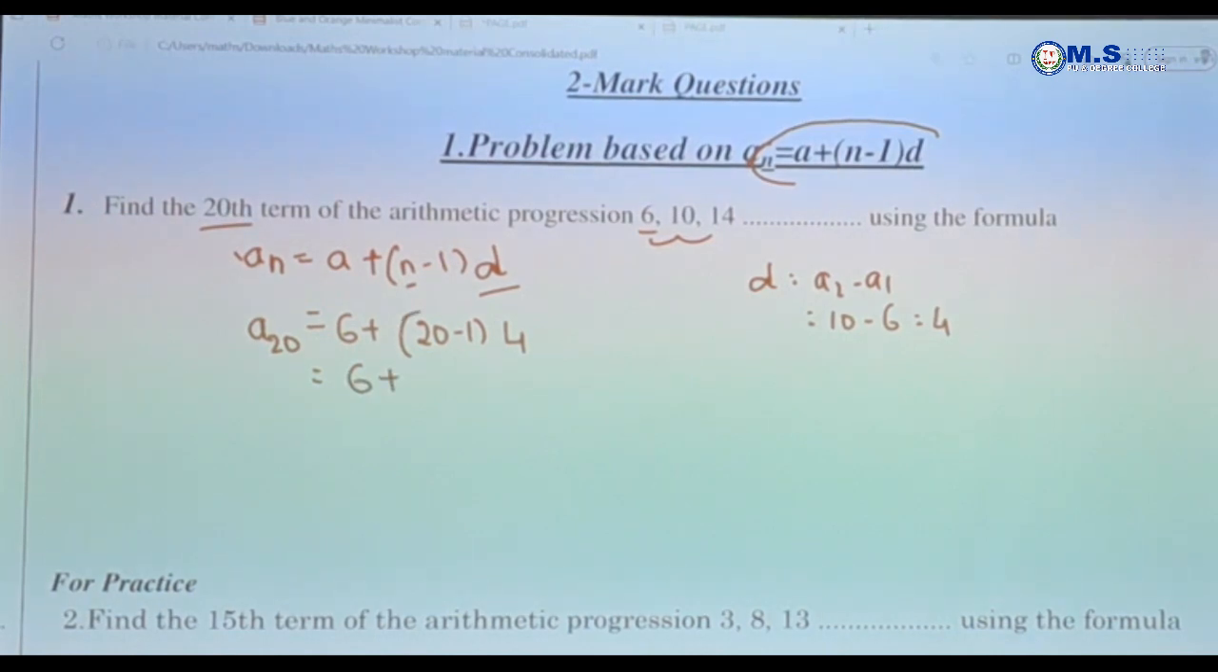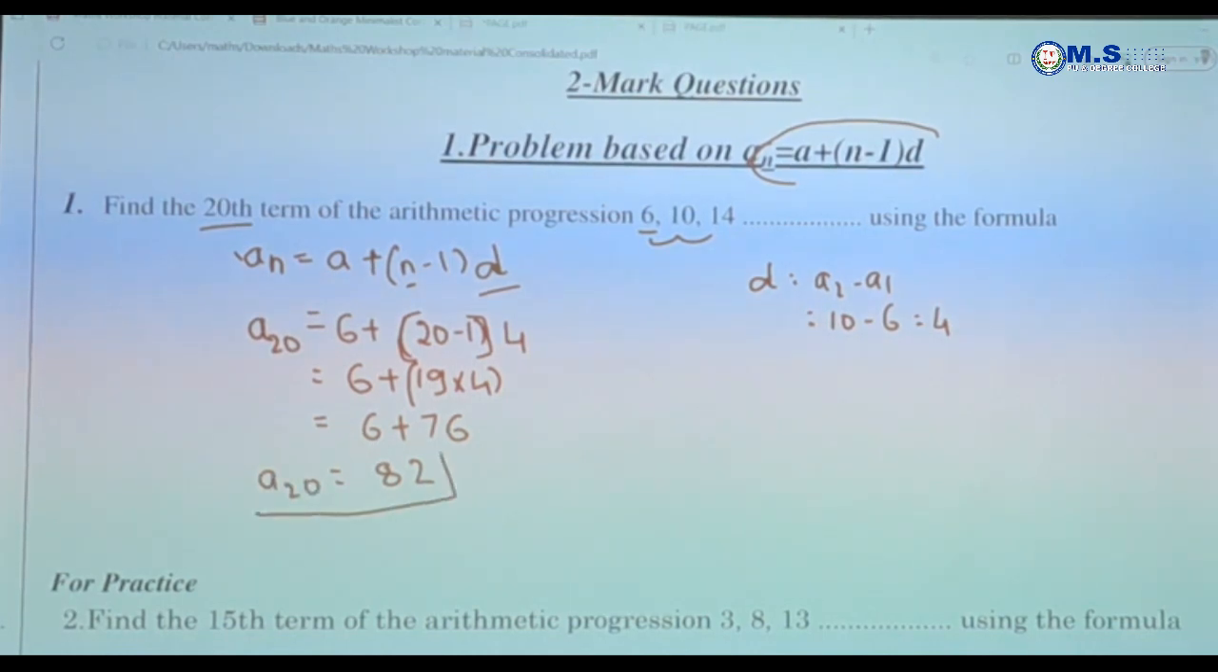First BODMAS rule. ನೀವು ಎಷ್ಟೇ talented ಆಗಿರಬೋದು, but you must follow the basic rules. In many times, due to hurry, you make mistakes. So this, 20 minus 1 is 19. Again 19 into 4. Here what students do is they add 6 plus 19, then multiply. So next, what is 19 into 4? 76. 6 plus 76, what is the answer? 82. So ಇವಾಗ a20 ಜಾಗದಲ್ಲಿ ಏನಿದೆ? 82 ಇದೆ. Okay.